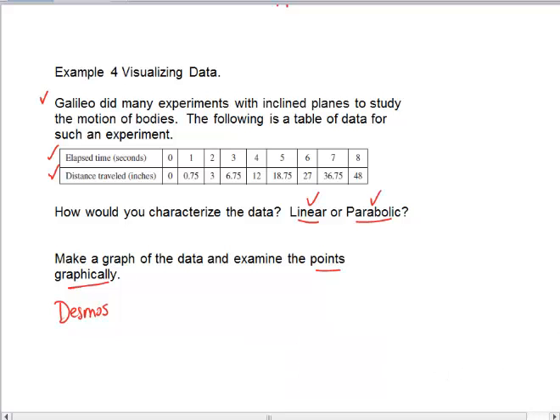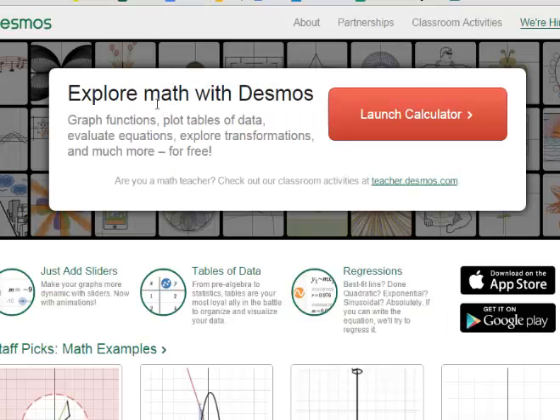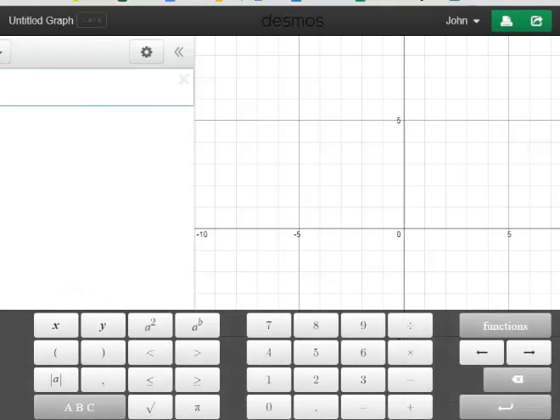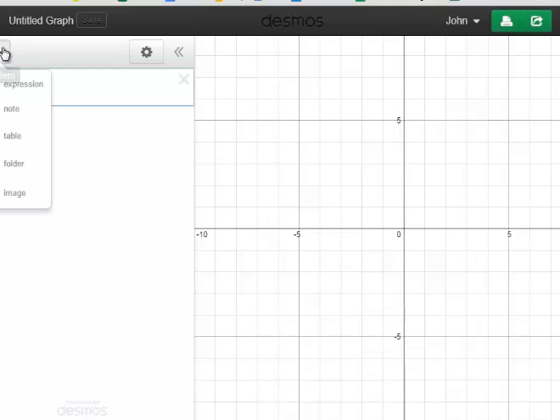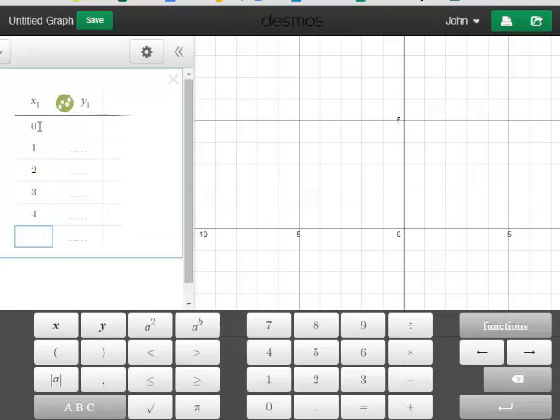Okay, so I'm going to go to Desmos, and we're going to plot that data. Hopefully you've done this as well. You just go to Desmos and put into your equation, you just add a table, and we're just going to put our x, y values in. So the elapsed time, we're going to go from 0, and our first value, we're going to go 0, 1, 2, 3, 4, 5, 6, 7, 8.